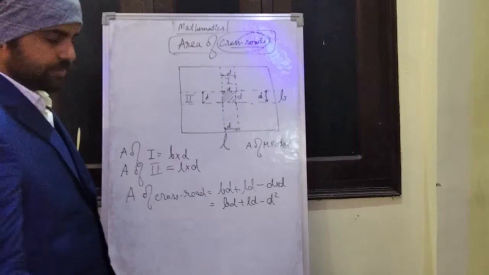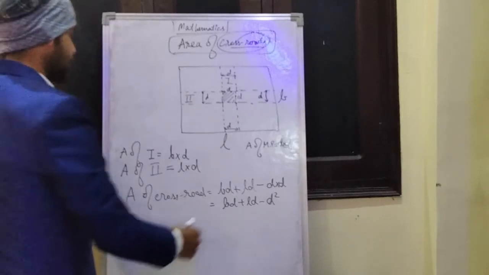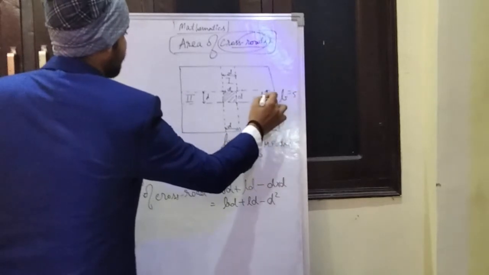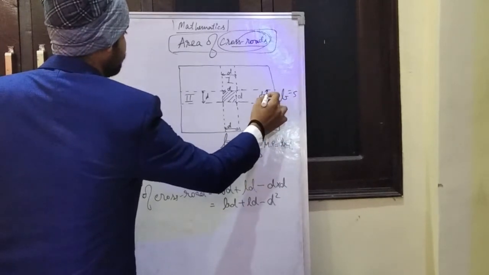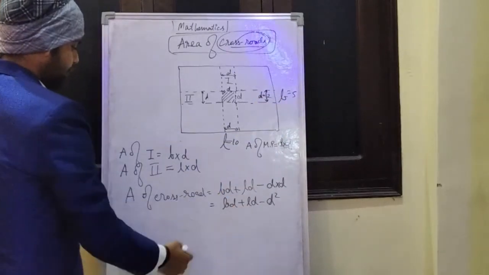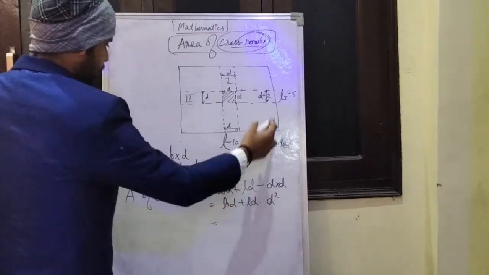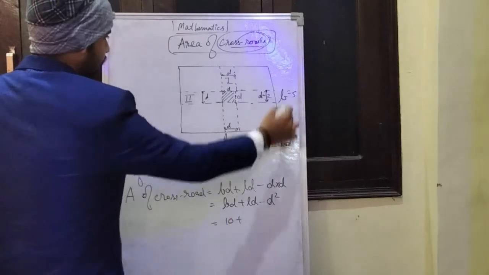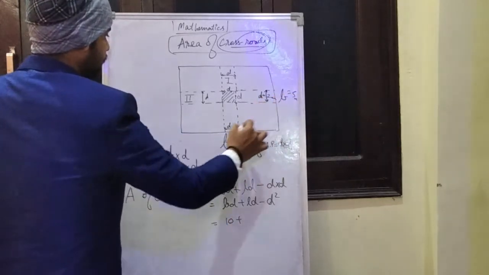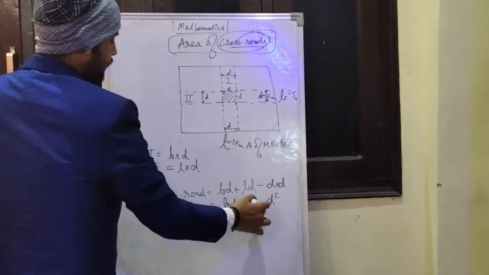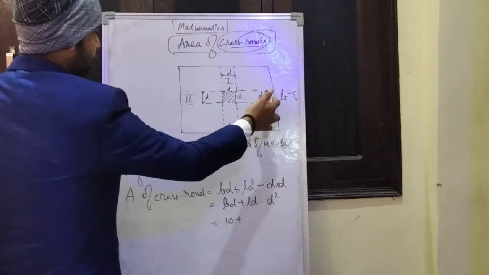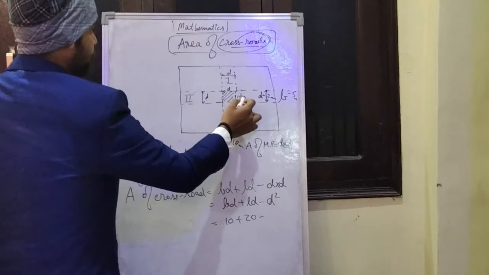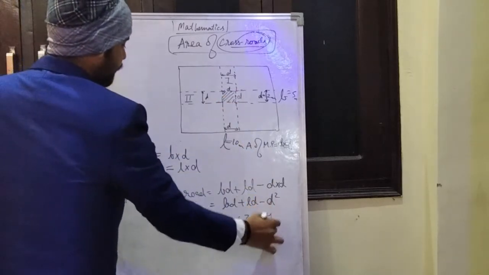Now we will take some simple values and try to find it out. Let's say L is 10, breadth is 5 and d is, let's say, 2. Put the values here. Breadth is 5, so 5 into d, 5 into 2, that will be 10. These are in meter. And L into d, L is 10, d is 2, so 20. Minus d square, d is 2, 2 into 2, 4.